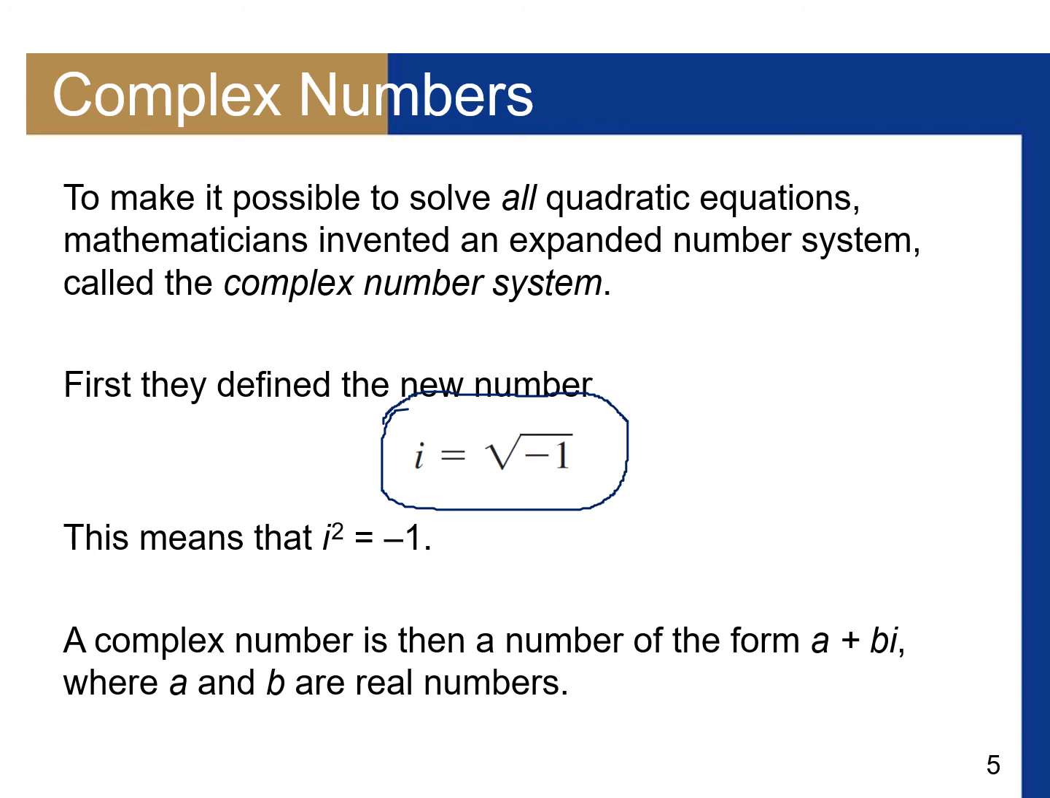Now a complex number is a number in the form a plus bi. So in other words, it can have a real part and an imaginary part. And a and b are real numbers. The i is the square root of negative 1. And we will look at some more examples.